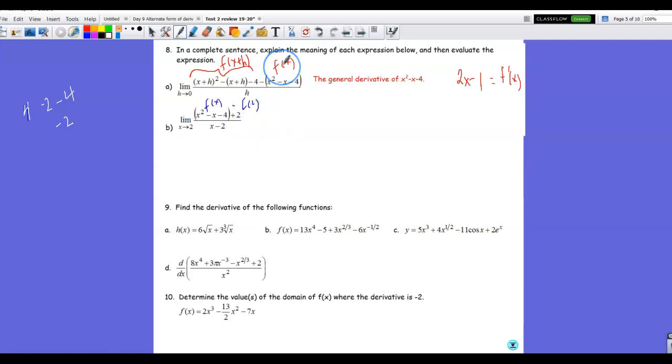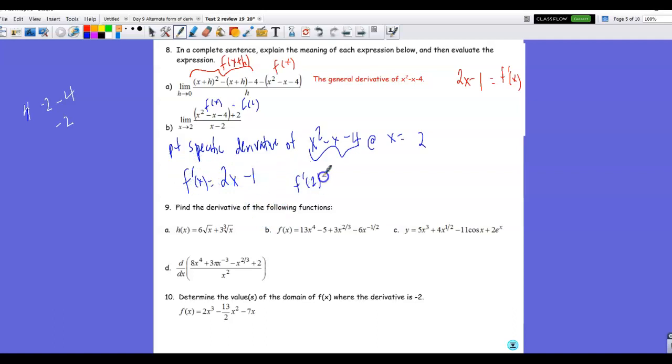So we have a point specific derivative of x squared minus x minus 4 at x equal to 2, and so I know the derivative of x squared minus x minus 4 is 2x minus 1 using the power rule, so that would be the derivative. And f prime at 2 would be 2 times 2 minus 1, which is 4 minus 1, which is 3.